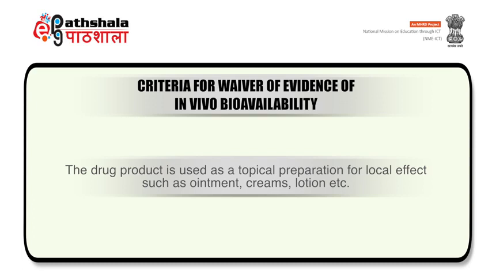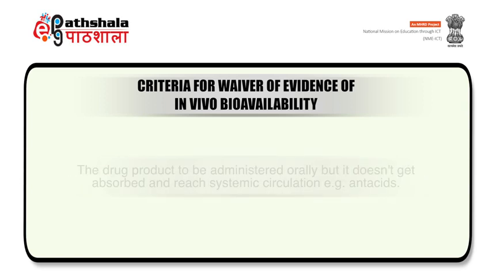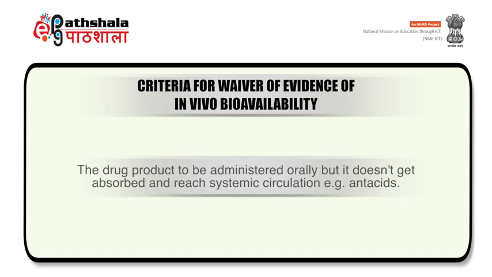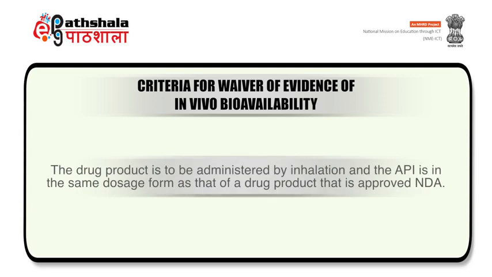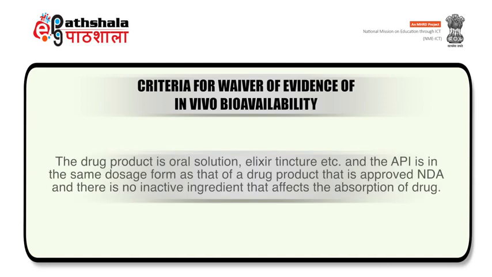The drug product is used as a topical preparation for local effects such as ointment, creams, lotions, etc. The drug product is to be administered orally, but it does not get absorbed and reaches the systemic circulation, that is antacids. The drug product is to be administered by inhalation, and the API is in the same dosage form as that of the drug product, that is approved NDA. The drug product is oral solution, elixir, tincture, etc., and the API is in the same dosage form as that of the drug product, that is approved NDA, and there is no inactive ingredient that affects the absorption of drug.